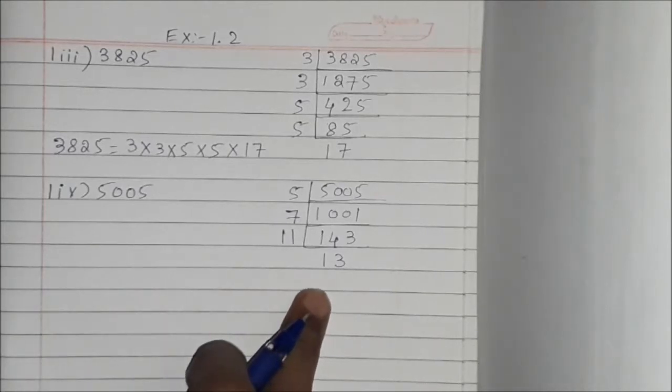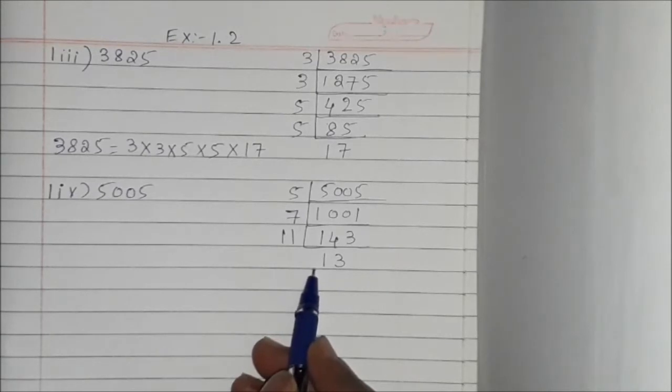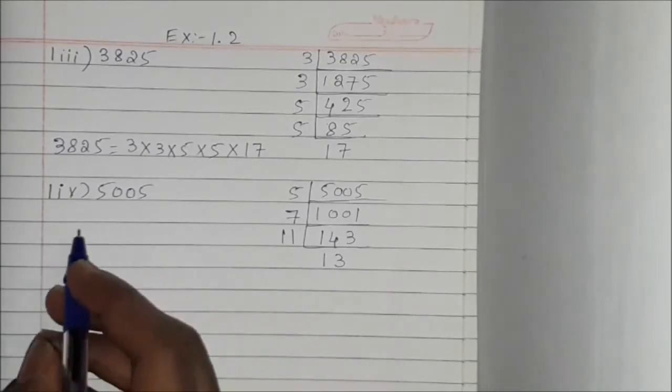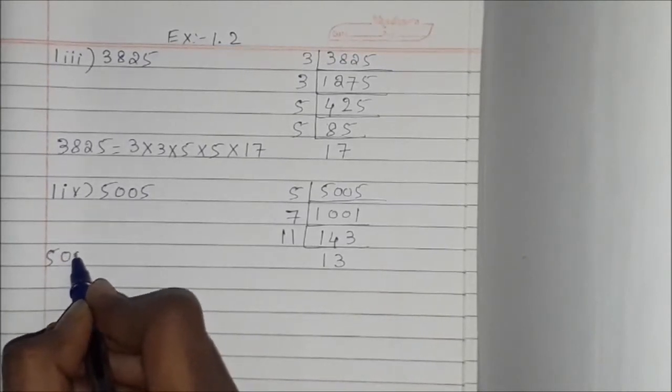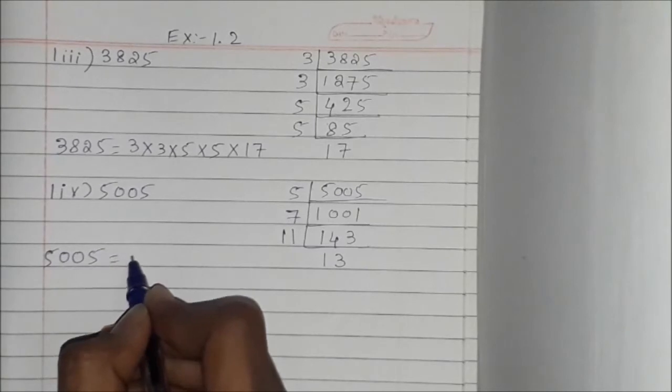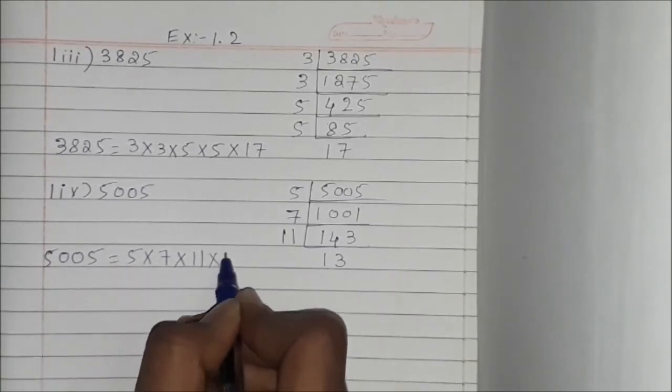Here 13 is a prime number. So we can't divide further. There is no table which contains 13. So we can write 5005 as 5 into 7 into 11 into 13.